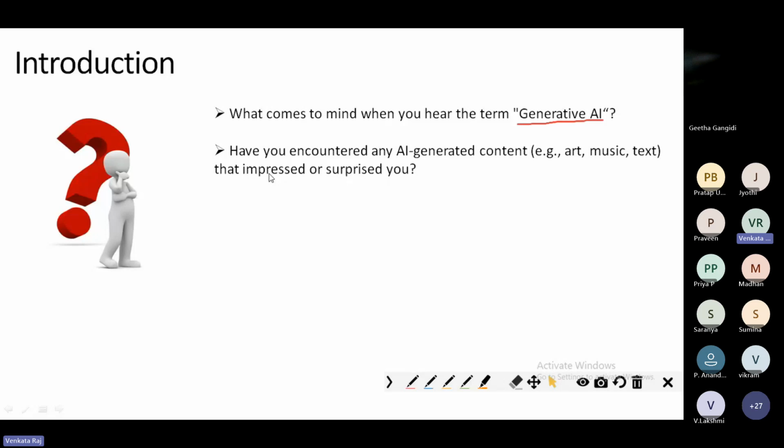Okay. Have you encountered any AI generated content? The answer to this would be yes. Nowadays we see so many videos, music, text, definitely, right? But which has really impressed you or surprised you? We get those funny videos nowadays, which are being generated using AI. It might have taken you by surprise how people are able to generate such kind of content using Gen AI.